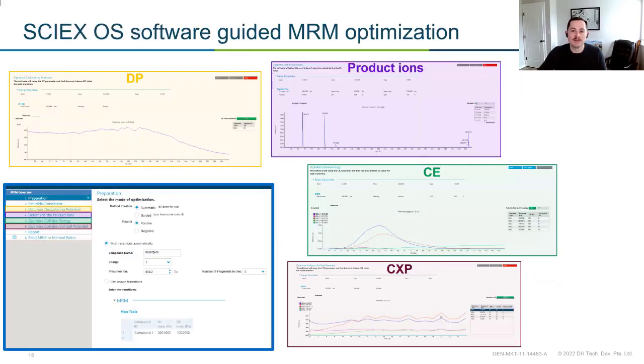And all of this, of course, can be done automatically. So in most softwares like SCIEX OS, we have an automatic script that's going to go ahead and just go through this process for you. That's great, especially if you have a lot of compounds. So you don't have to do it manually, which can be a little bit tedious.